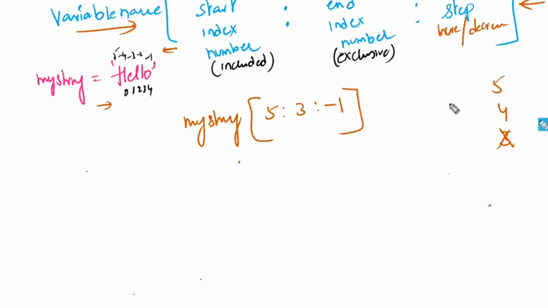Now, 5 and 4. What is there in the 5? Nothing is there. So, nothing. In the 4, O is there. So, O only will be printed in this case.